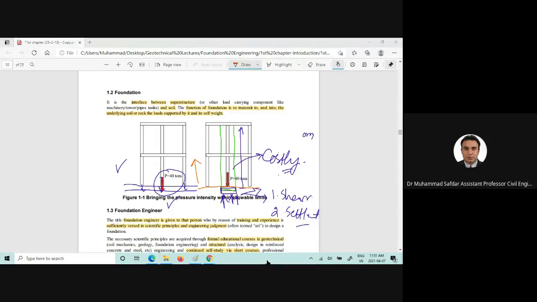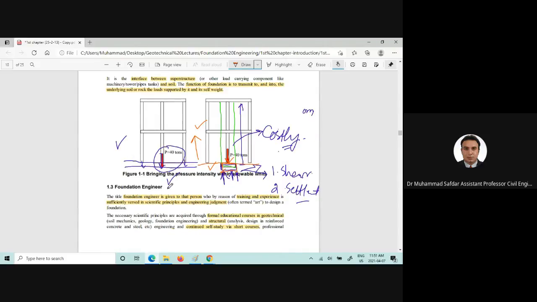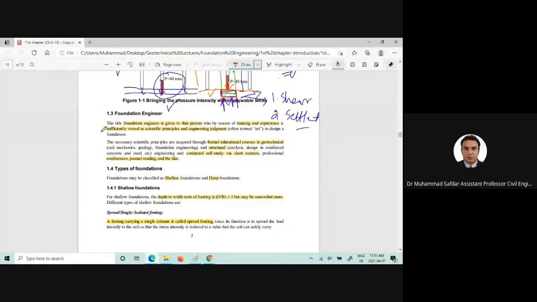Anyways, okay. So we have a superstructure here, and that superstructure is applying a load onto that foundation here. This part is known as the foundation. Now, how can the foundation engineer design the foundations?